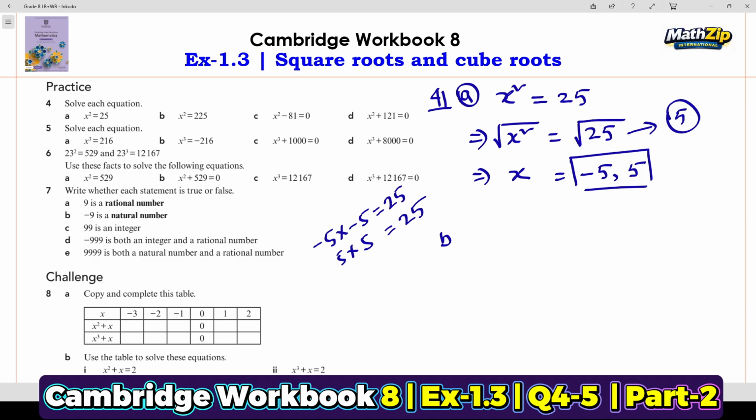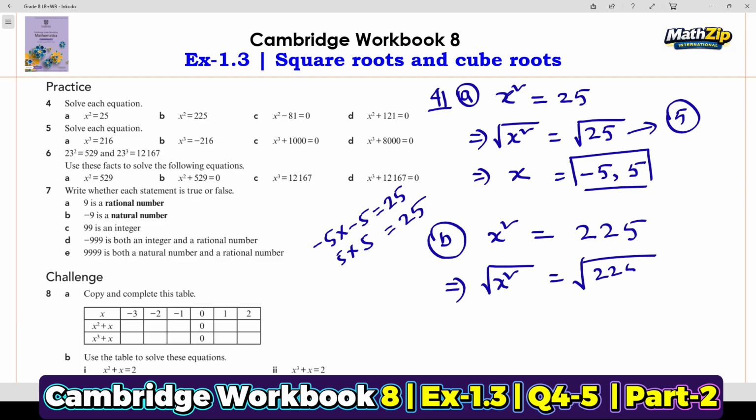Same thing, number B, x squared equals 225. If you want the value of x, you take the square root of both sides: the square root of x squared and the root of 225. Here the root of x squared means x, and this value should be minus 15 and plus 15. Both can happen because minus 15 times minus 15 is plus 225. Okay, number A and B done.